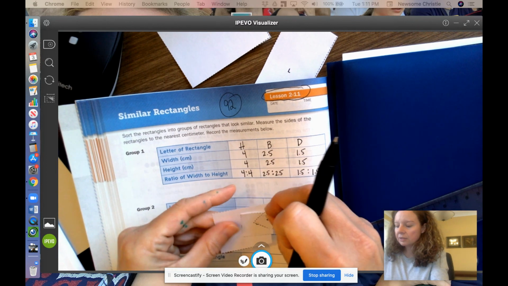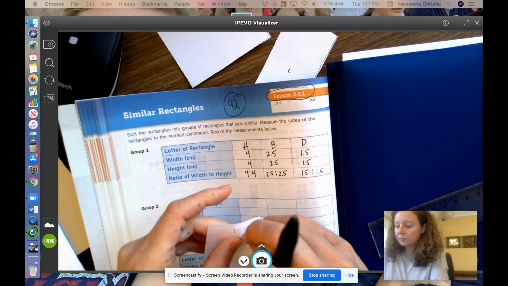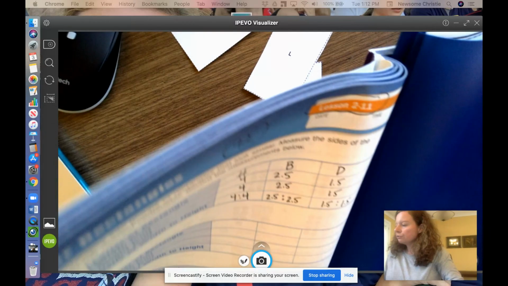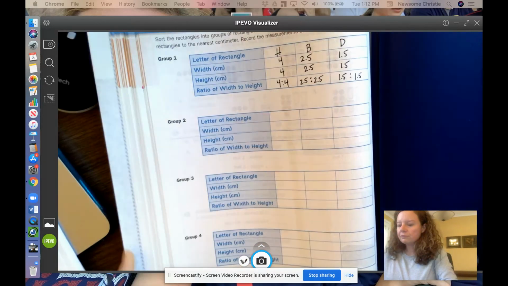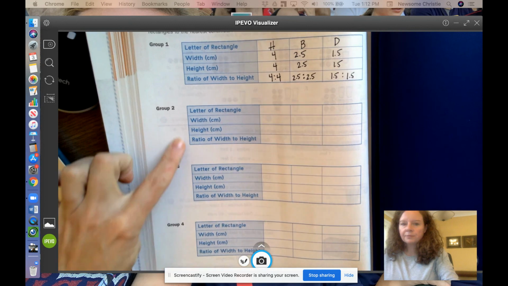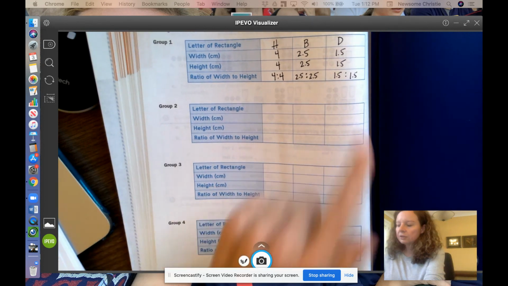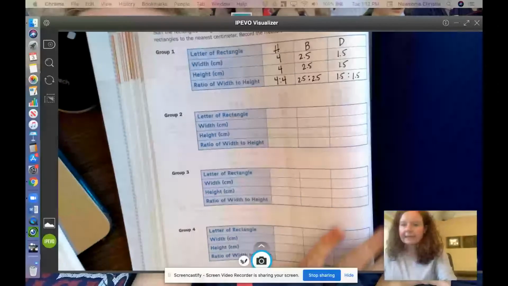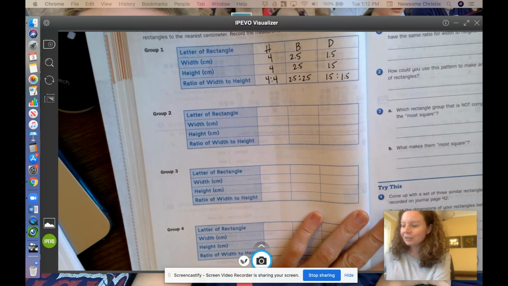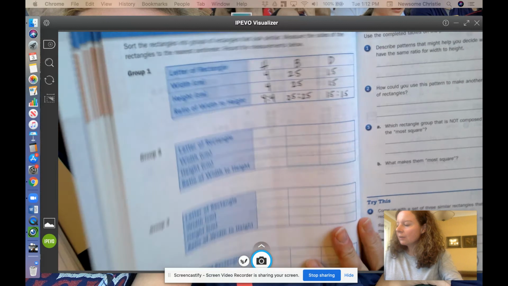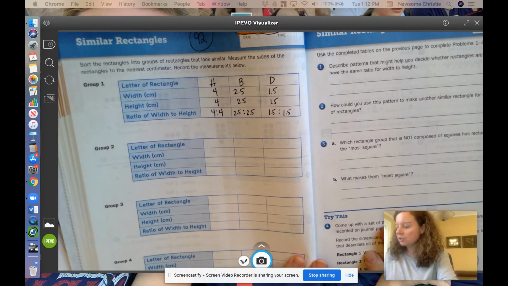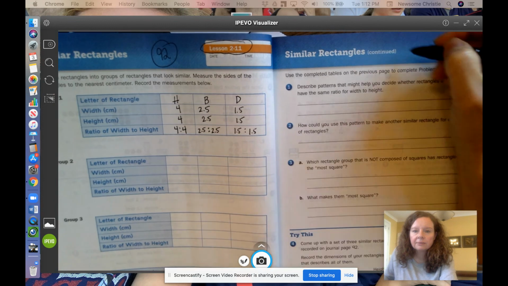They all were squares. So you're going to repeat this with your shapes for groups 2, 3, and 4. So you should have 3 more sets of rectangles. You're going to label the letters. You're going to measure. And then you're going to see if your ratios look similar. Once you do that, you can start to answer questions 1, 2, and 3 on page 93.